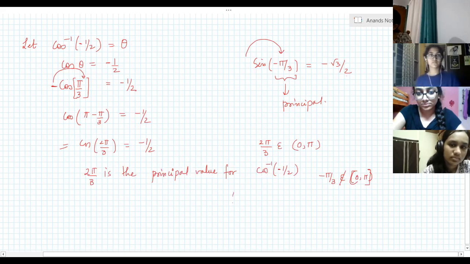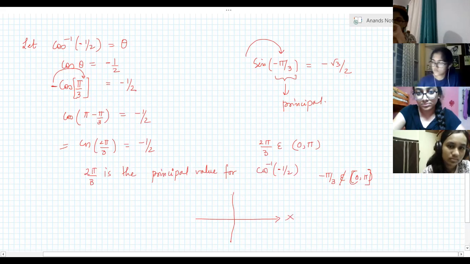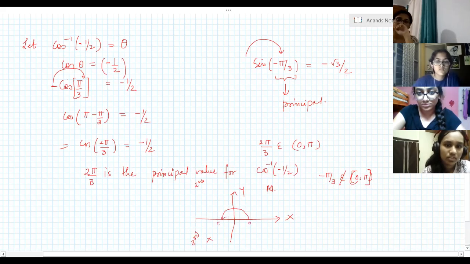Okay, another way for you, I'm just equipping you and me also. Minus half is coming, no? So it cannot be in the first quadrant. It has to be in the second quadrant or the third quadrant. Third quadrant, I'm not interested, because whenever I say cos, I'm interested only in 0 to pi. In the second quadrant, what is the angle for which I get minus half?